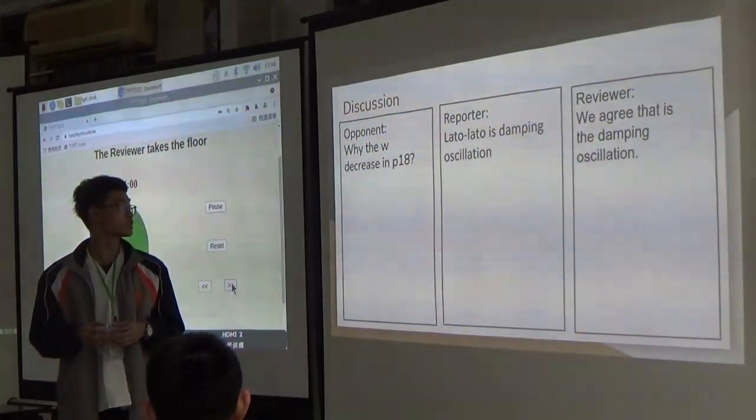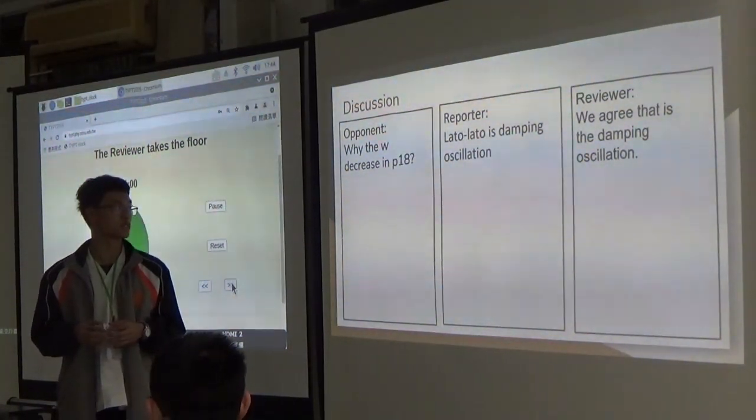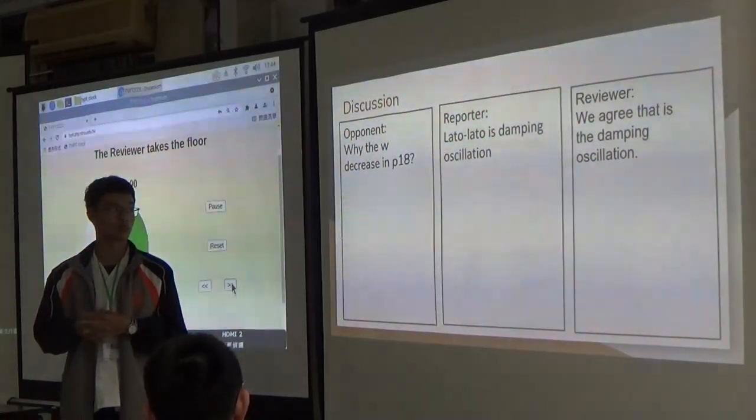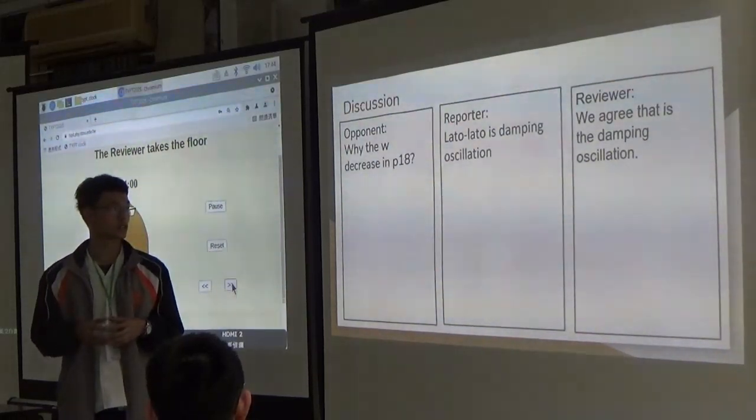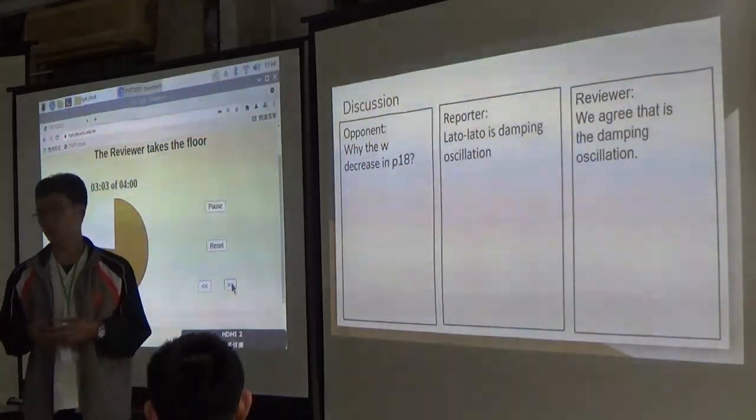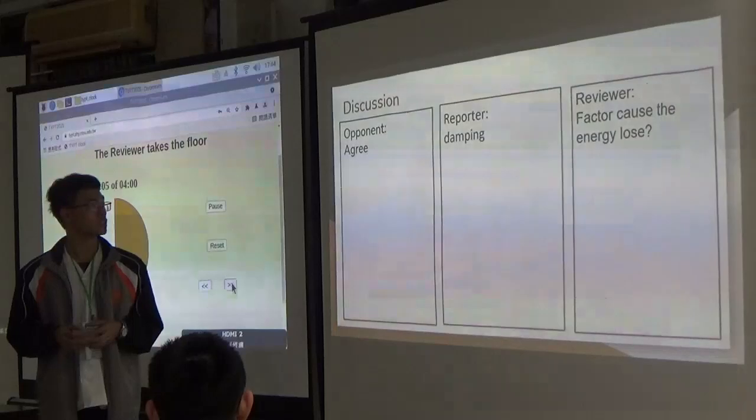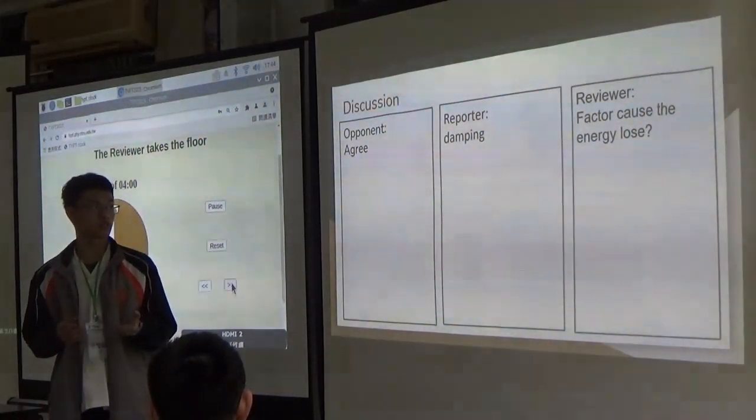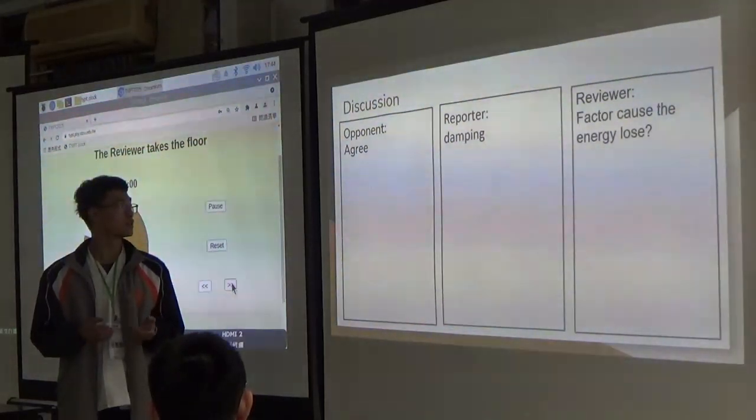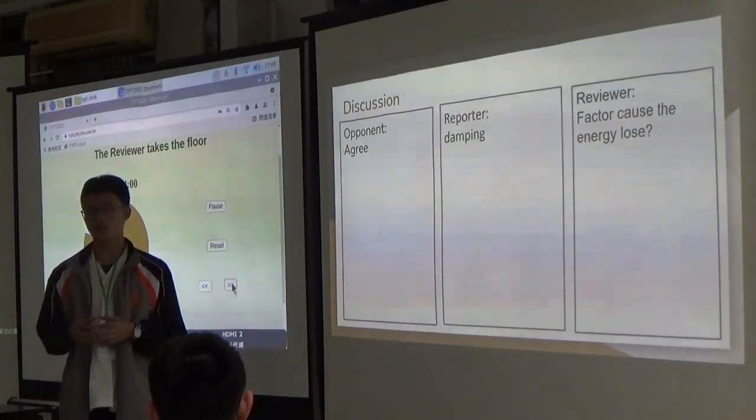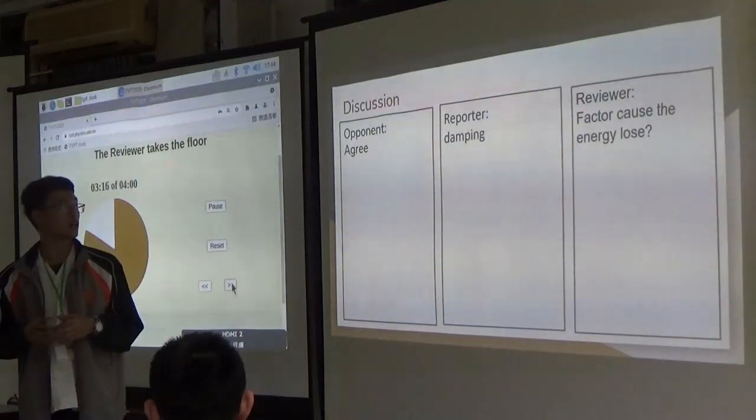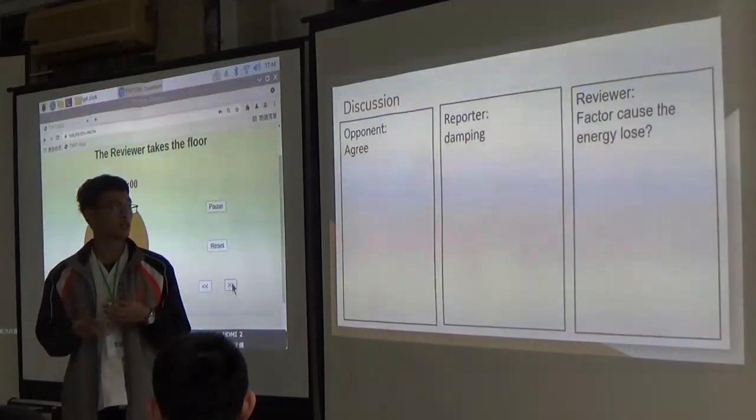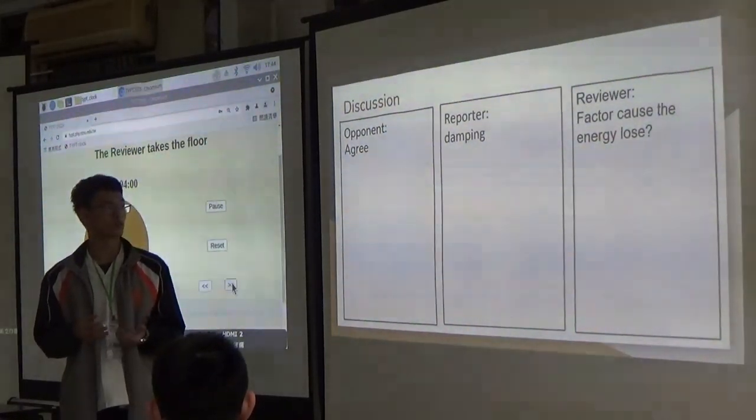The opponent also asked why the omega is discrete on page 18, and the reporter said the lato-lato is a damping oscillation. We agree that it is a damping oscillation, so it will cause the omega to decrease. I also asked what factors cause the energy loss, and the reporter answered damping. I asked the opponent if he agreed with this answer, and he also said he agreed.